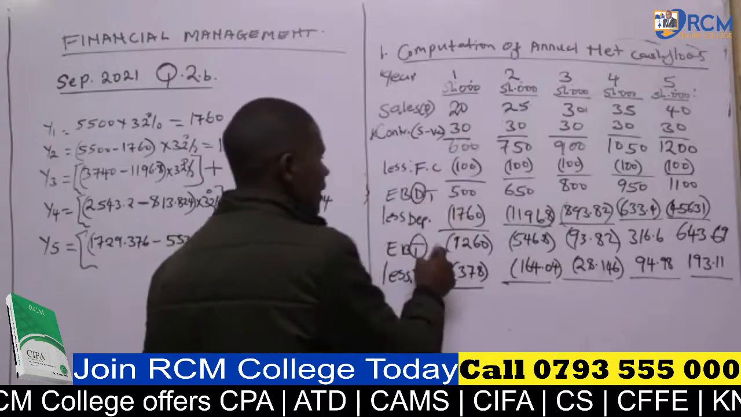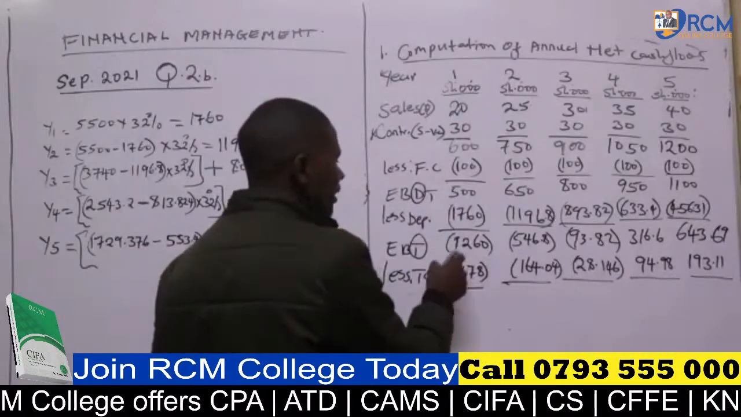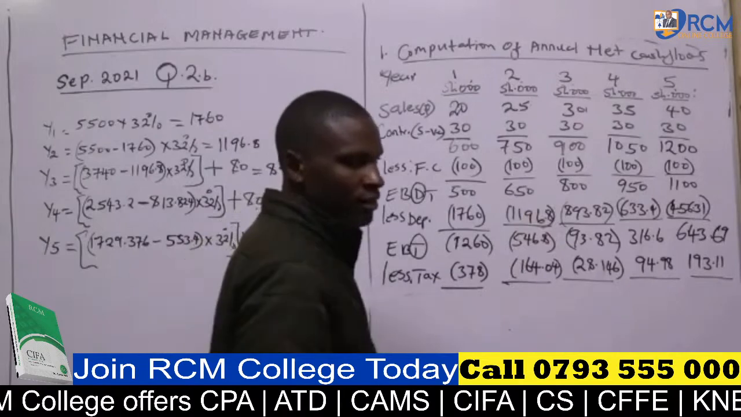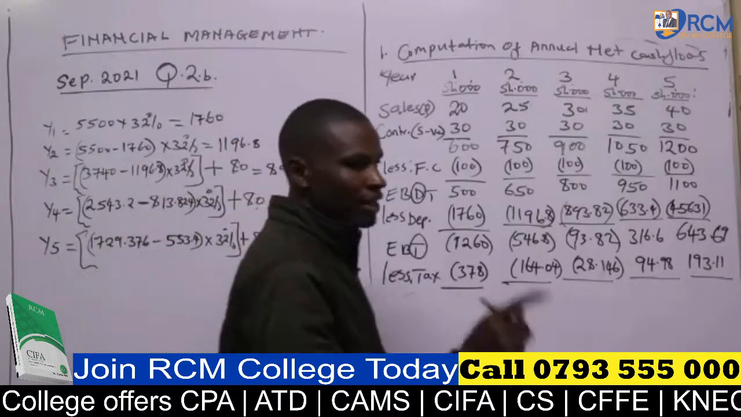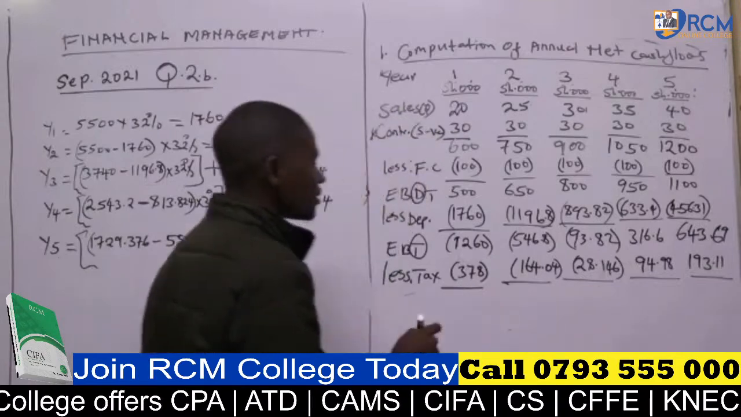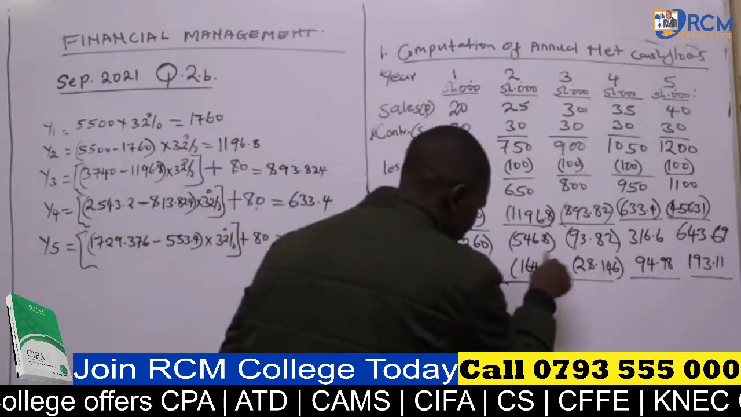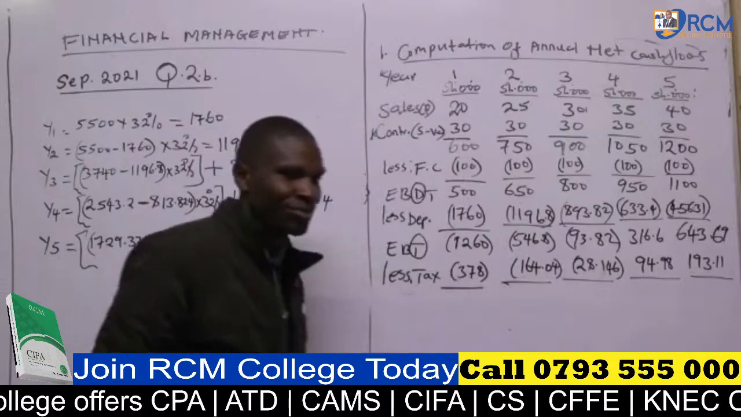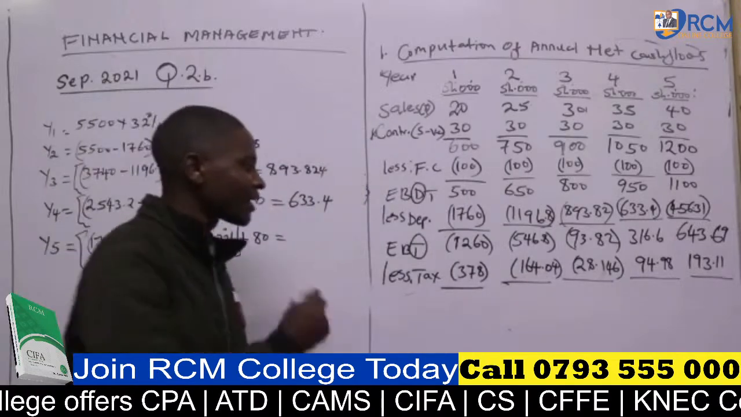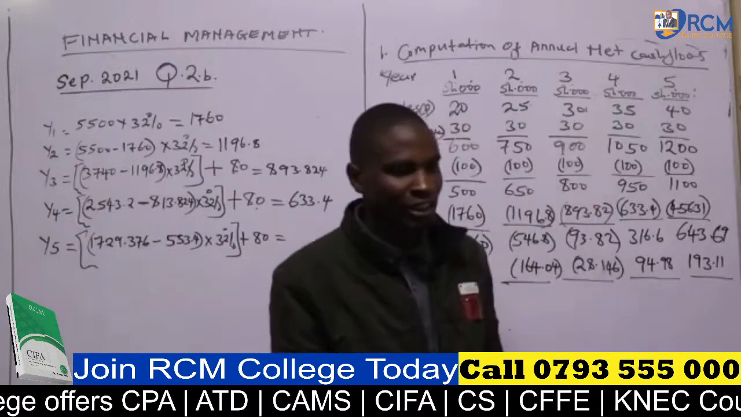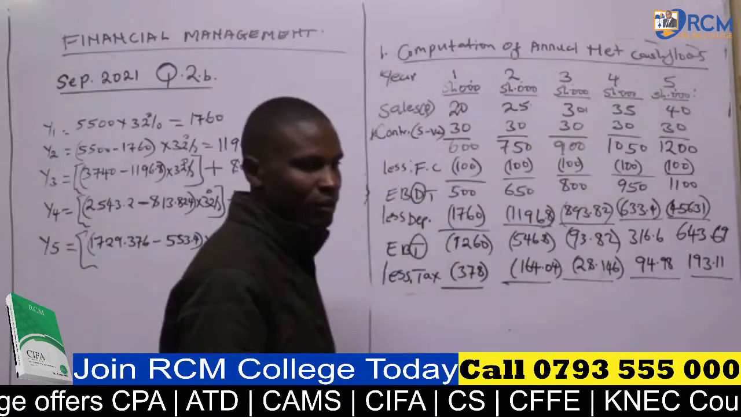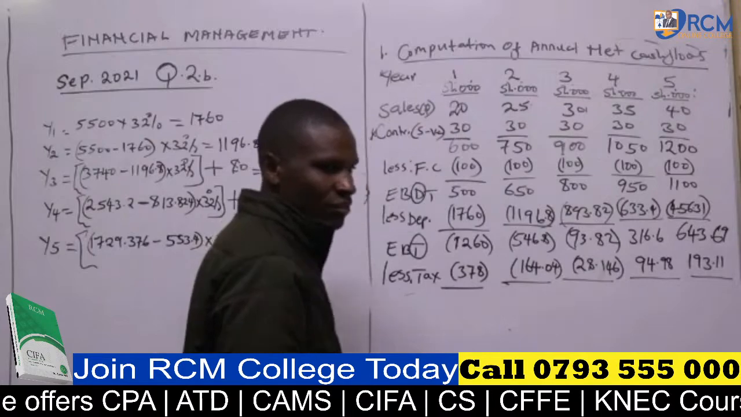So minus 1260 minus 378. Don't forget. Minus 1260 minus 378. Remember now this one is converted to plus the negatives, so you are adding. It's like minus 1260 plus 378. How much are you getting? This is very interesting.